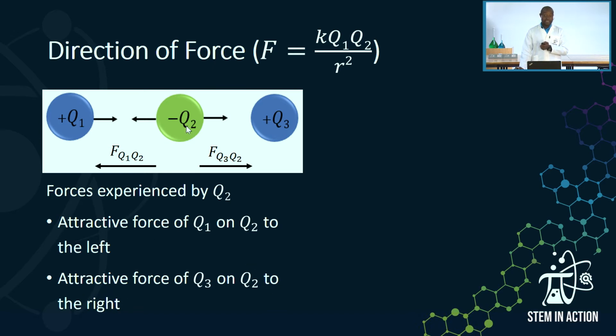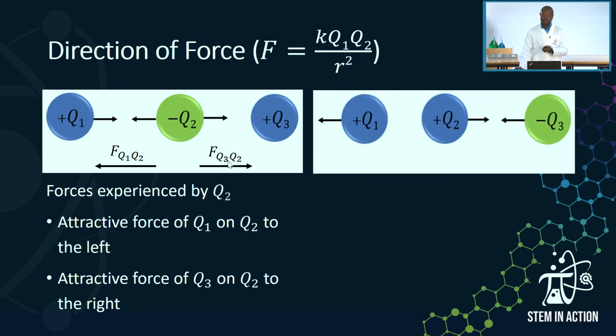So looking at this, it's a negative charge. It is surrounded by positive charges, so it's going to experience a force to the left because it's being attracted to the left. But at the same time, it's going to experience a force to the right because it is also being attracted to the right.